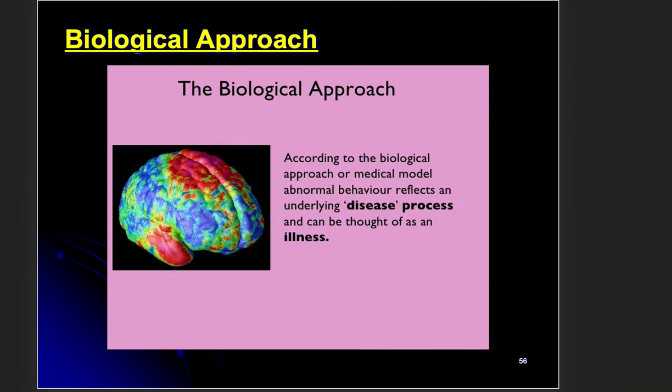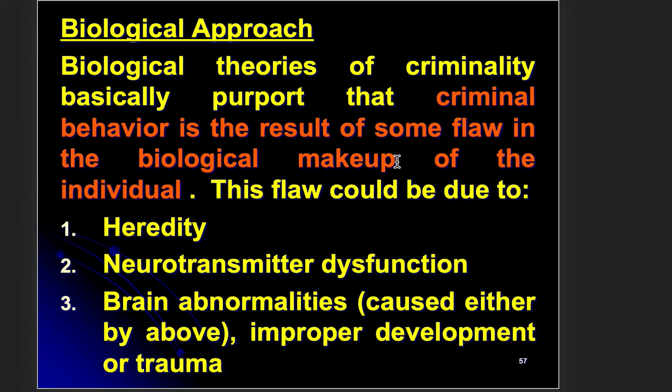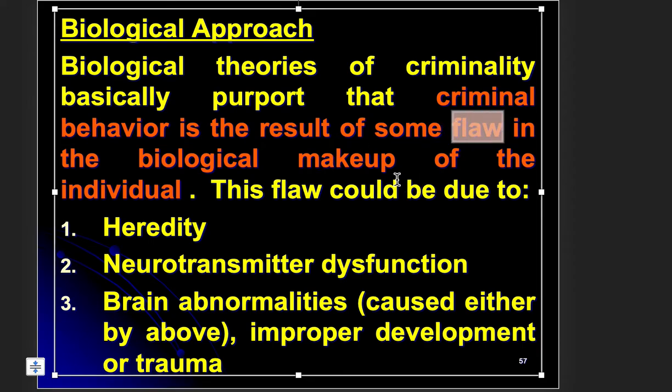Now, the biological approach, the biological theories of criminality, take note, basically purport that criminal behavior is the result of some flaw in the biological makeup of the individual. What is flaw? What is siyang flaw? Kaning flaw? Flaw is something wrong, no? That which is not supposed to be there.